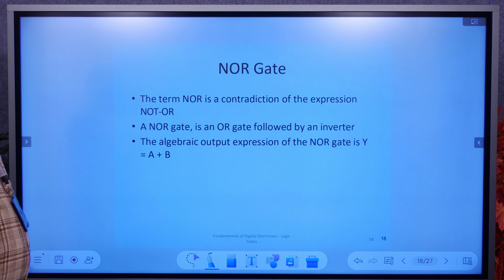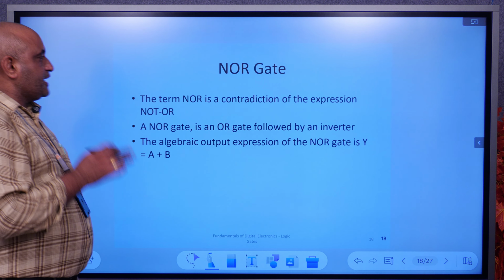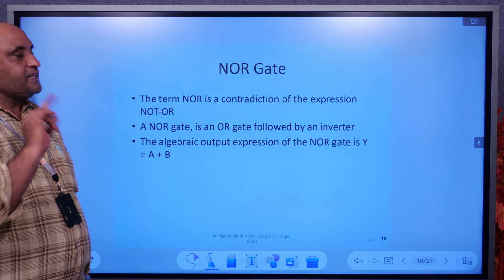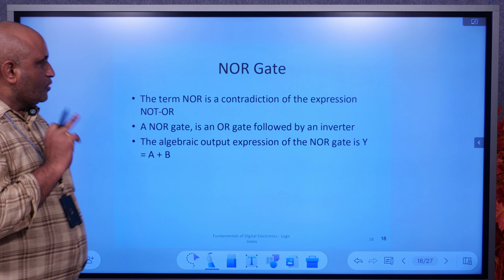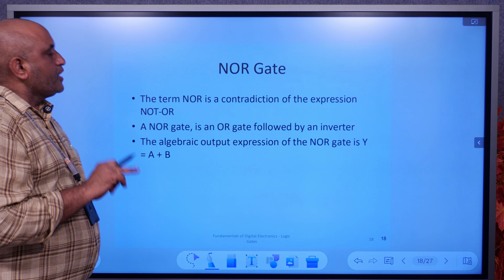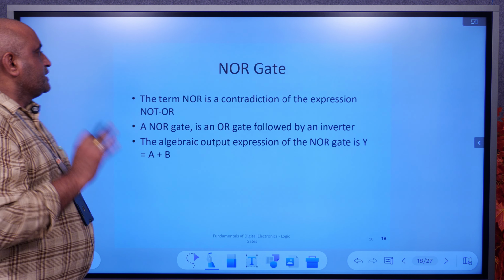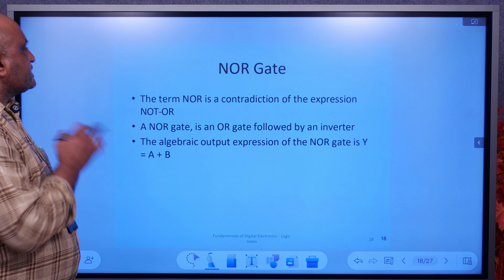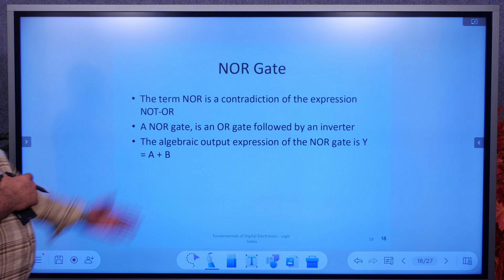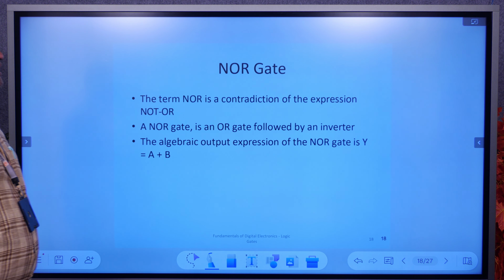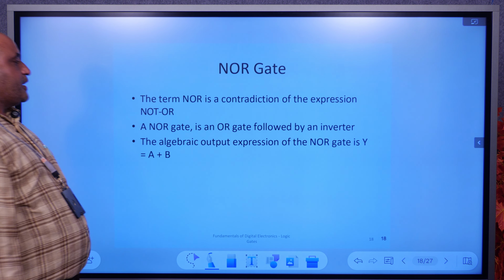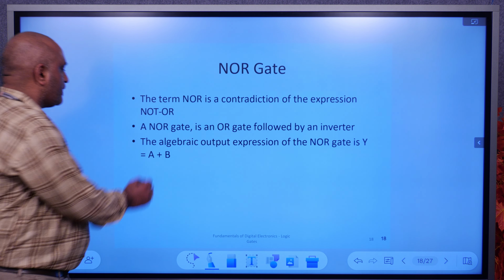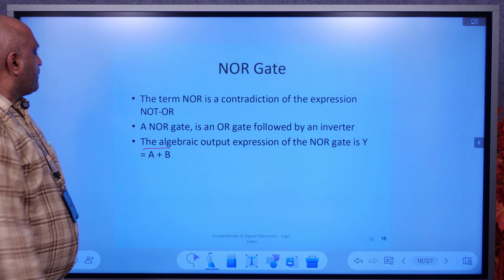NOR gate. The NOR gate is nothing but the OR gate followed by a NOT gate. In the case of the OR gate, if any input is 1, you get the output 1, or if two inputs are 1, you get the output 1. When the NOT gate is connected to the OR gate, it is called the NOR gate. It is the OR gate followed by the inverter. The algebraic expression of the NOR gate output is Y equal to (A plus B) bar.